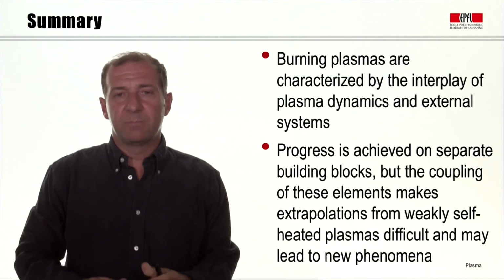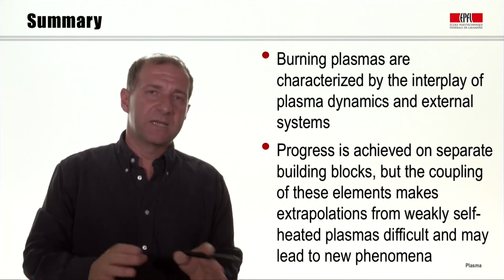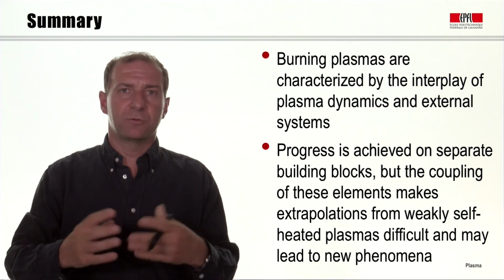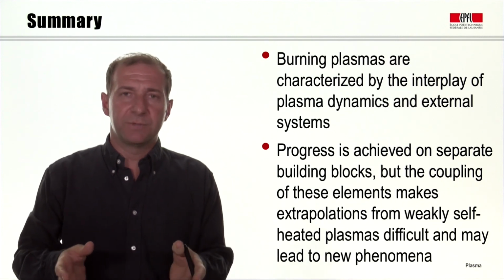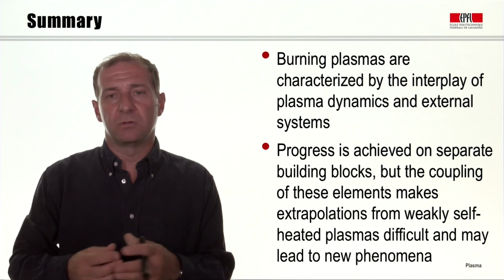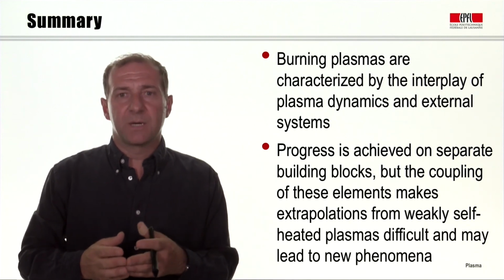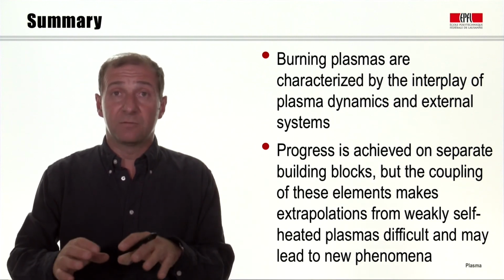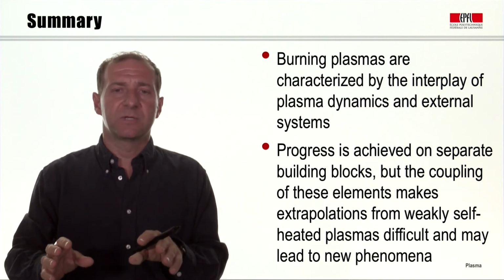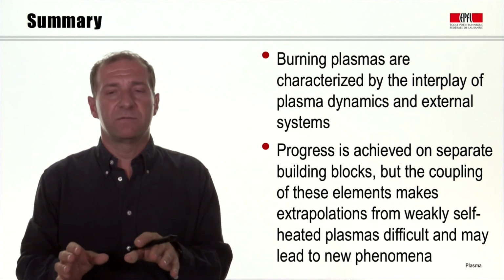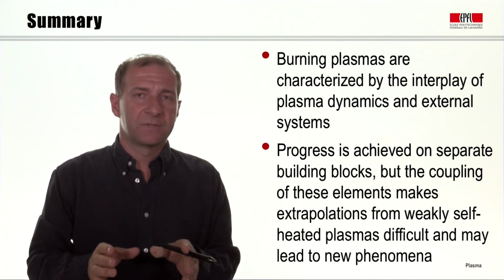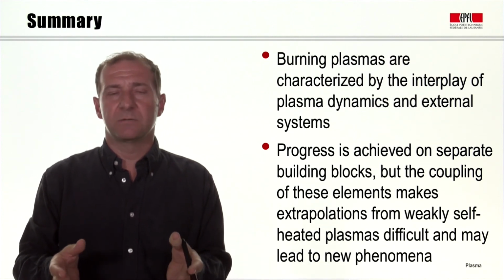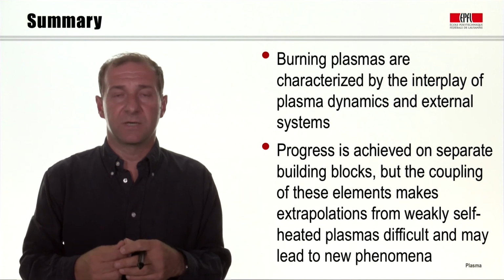So in summary, we have seen together that burning plasmas are characterized by the interplay of plasma dynamics and external systems. The core of the plasma is a complex self-organized system on which we can have a small amount of control. In today's experiments, we can achieve some progress on separate building blocks for the burning regime. But the coupling of all of these elements makes extrapolations from the weakly self-heated plasmas we have today very difficult and may lead to new phenomena. And that's why we need to build an experiment that runs the plasma in a burning regime. This is what we'll discuss in the next lecture, and that is ITER.